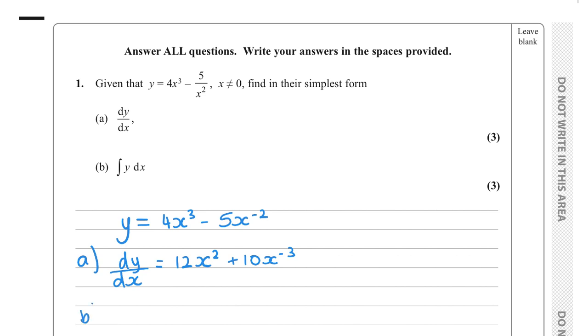Then part B, we're going to be integrating this equation with respect to x. So increase the power by 1, to 4, and divide by the new power. 4 divided by 4 is 1, so we can leave it like this. x to the power of minus 2, increase the power by 1, minus 1, divide by the new power. Minus 5 divided by minus 1 is positive 5, and then we have to remember plus c. So a 6-mark question that we've managed to do in less than 2 minutes.